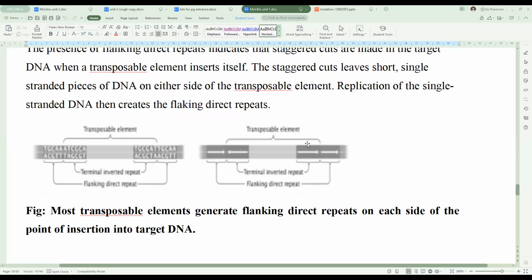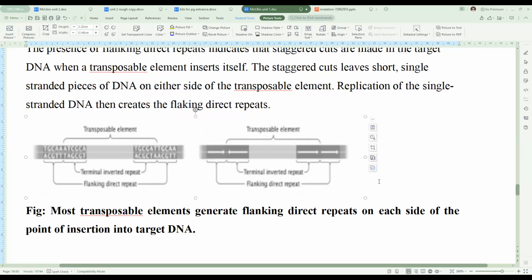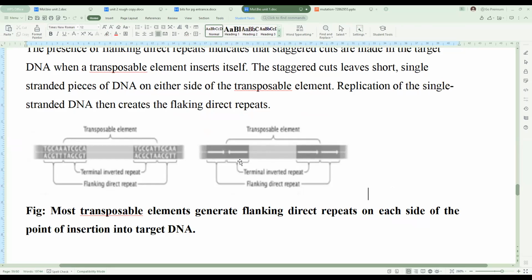From here to here, this sequence. Okay, so in this sequence, there is a terminal inverted repeat. Why are we calling it terminal? Because this entire thing is the sequence, and in this sequence, it is present at the ends. It is present at the ends.